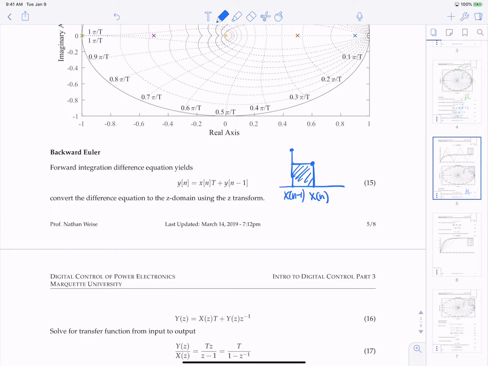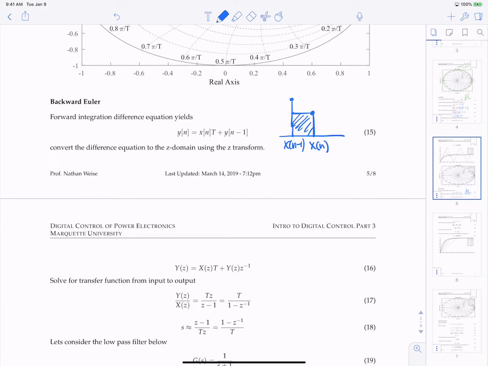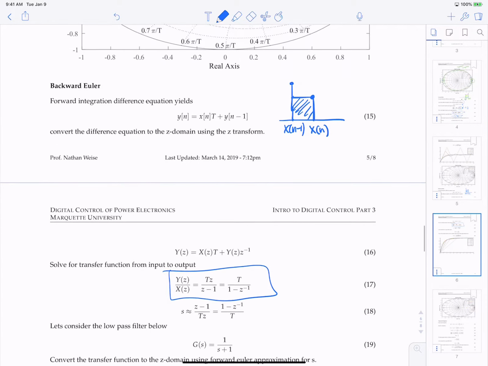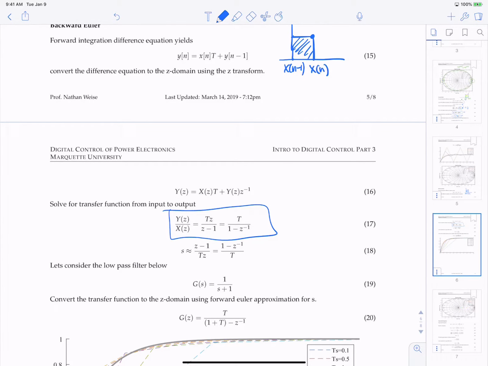Of course, we can transform equation 15, the difference equation, to the z-domain, which results in equation 16. Equation 16 you can just rearrange with algebra for 17. So this is the transfer function for, excuse me, backward Euler in the z-domain. Now, remember, that's 1 over s, so we can equate that to s and approximate it, and this is what we will get. So essentially what I'm saying is T over 1 minus z to the negative 1 is approximately an integrator. So if you rearrange that, you get this, okay? So that's an approximation called the backward Euler approximation.